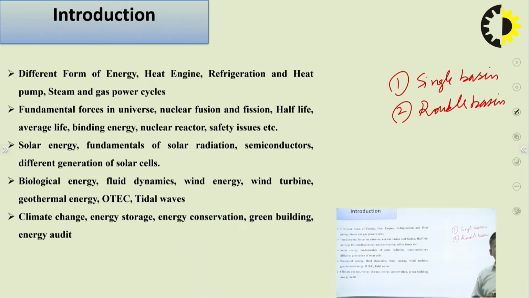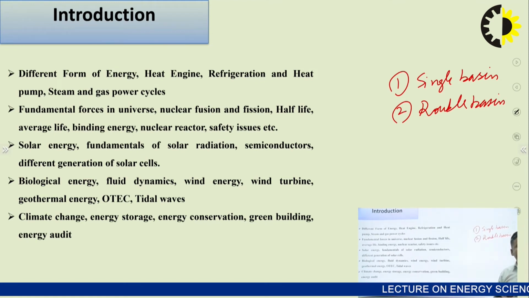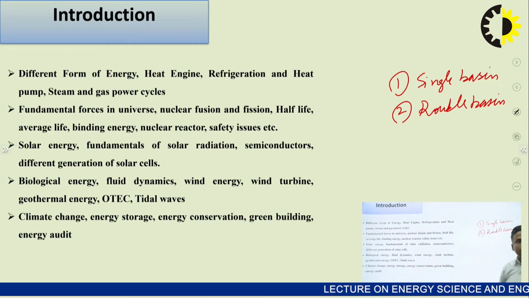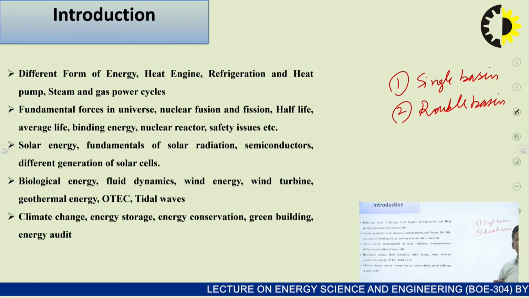Then in the last unit we will study climate change, meaning the temperature of the world is increasing day by day because of the depletion of the ozone layer, and we will study energy storage. There are different types of energy storage: thermal energy storage, chemical energy storage, like in case of battery we are using the batteries, and then energy conservation.